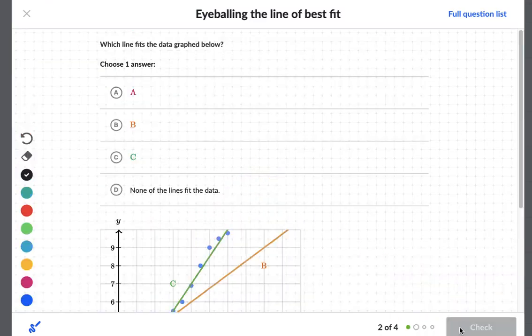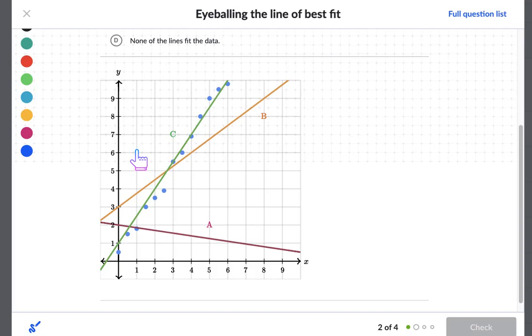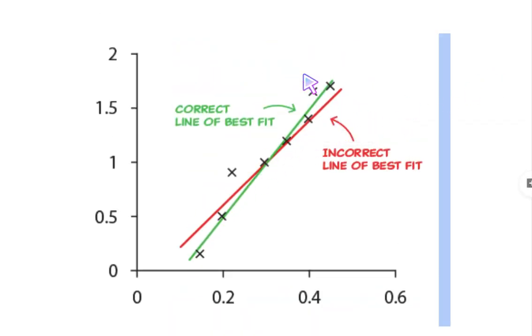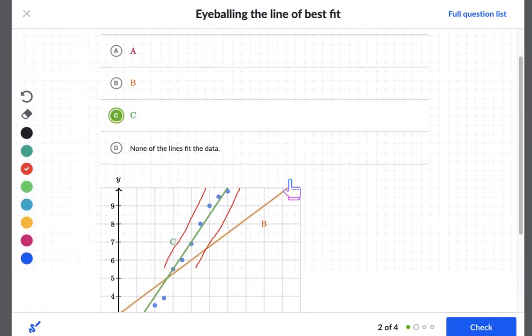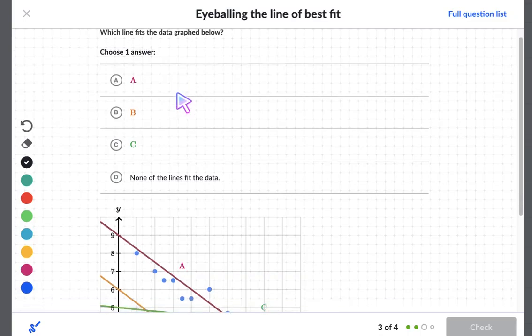Let's do another one. Here again, which line fits the data graph below? Which line is the best? Pause the video and try it. Okay, here again, you should have picked C. Let me use a red line this time. If I were to create a tunnel around my dots, it pretty much goes around C. B is the closest, but it's too slanted. So it's kind of like our example from here. It's a little too slanted, a little bit off. Okay, so C again. On a quiz, you're going to have to draw it on your own, so just know that.